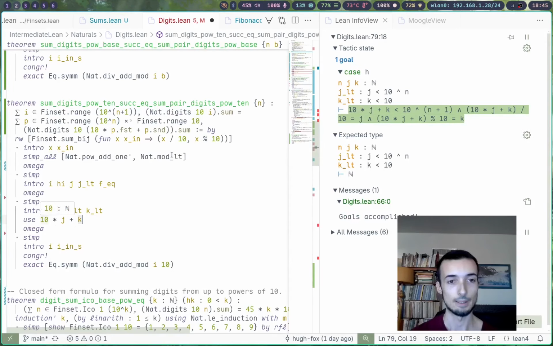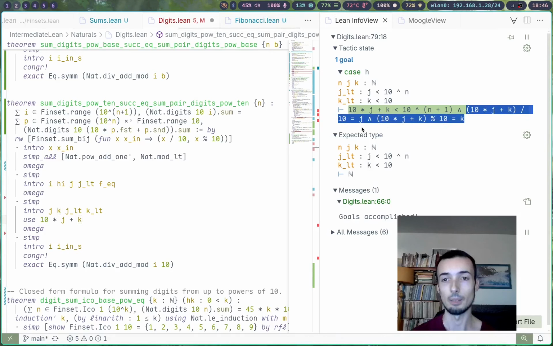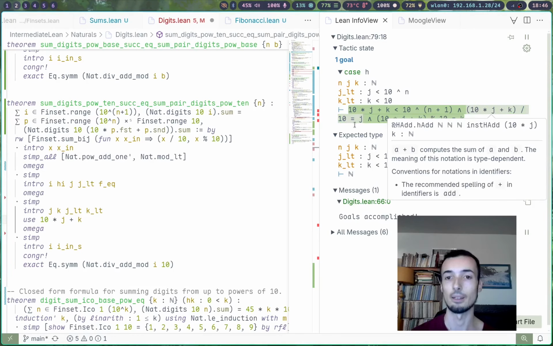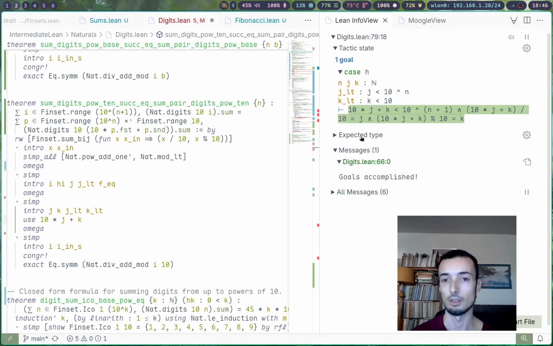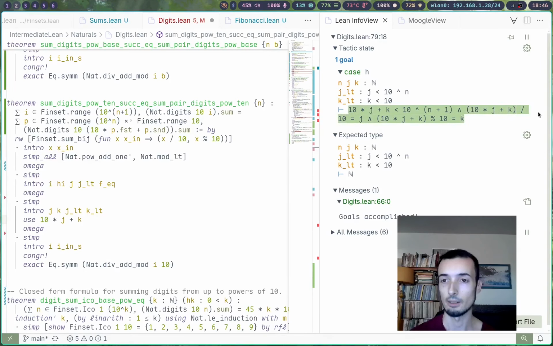And if we use 10 times the left plus the right, then of course we can prove that we get back the original number. That's what we're proving here, along with some other stuff, but mostly this is the key part of the proof. So 10 times j plus k divided by 10 is equal to, it's a little bit weird. I'm not sure exactly why this is all divided by 10, but whatever.